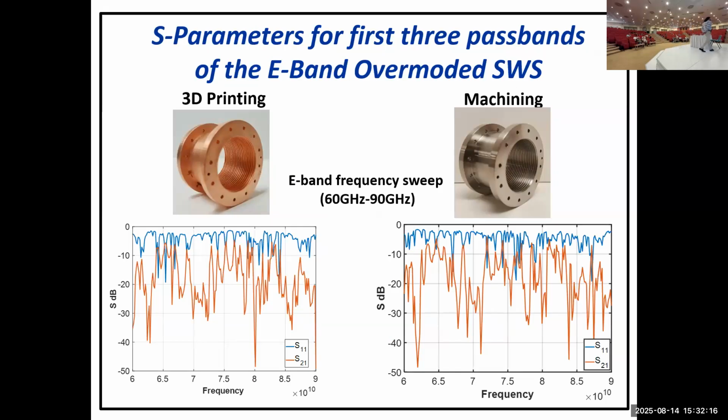This machine is just like CNC cutting. They have a solid piece and they cut the slow wave structure. So they come up with the solid machine. The problem is with 3D printing. 3D printing is plastic, this one, and then copper plated, electroplating.